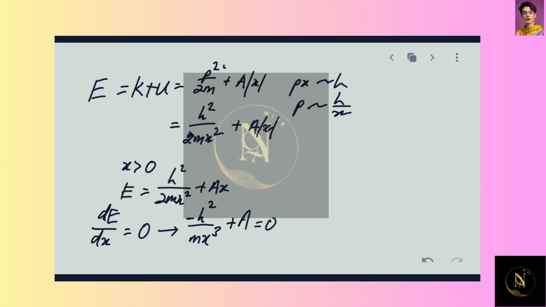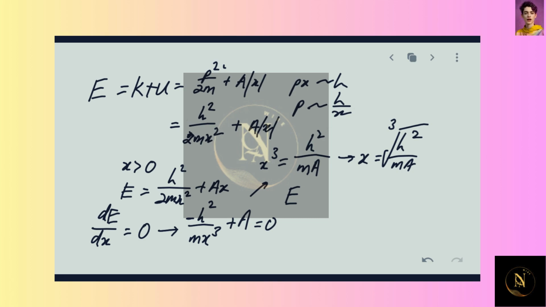So this is our expression. You can get x cubed to be equal to h squared over m times a, and therefore x is equal to h squared over m a, to the power of 1/3. With this value of x, we can find the minimum energy, the zero point energy, substituting this back into our equation for energy when x is more than 0.